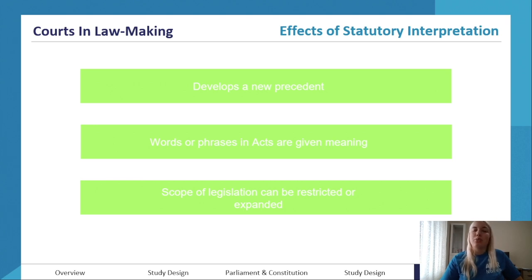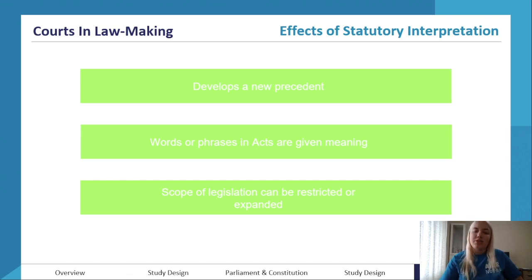Another one is that the words or phrases in acts are given meaning. So obviously the meaning or intention behind an act or statutory law is clarified because the judges have interpreted it and what Parliament meant by it.